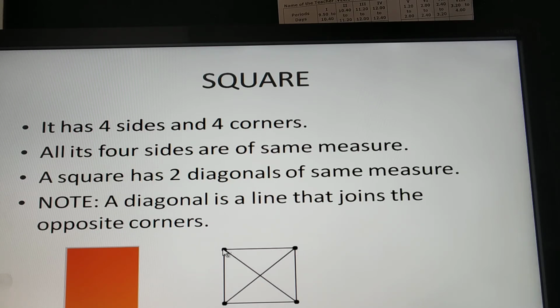These are the four sides. One side, two side, three side and four side. And these are the corners. 1, 2, 3 and 4. These are the four corners.